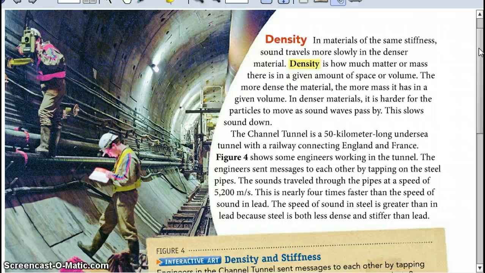Figure 4 shows some engineers working in the tunnel. The engineers sent messages to each other by tapping on the steel pipes. The sounds travel through the pipes at the speed of 5,200 meters per second. This is nearly 4 times faster than the speed of sound in lead. The speed of sound in steel is greater than in lead because steel is both less dense and stiffer than lead.